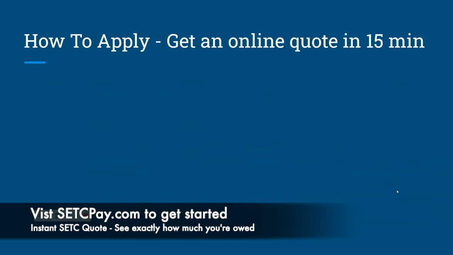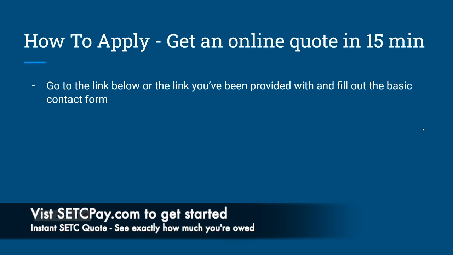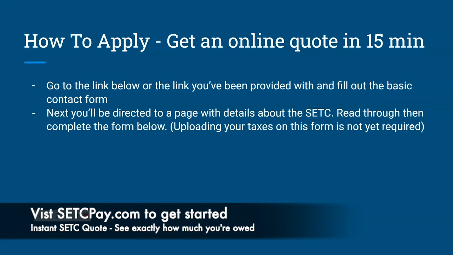So how to apply? Get an online quote in 15 minutes. It's a pretty quick process. You go to the link below or the link that you've been provided with and fill out the basic contact form. I'm going to show you how that works in just a couple minutes. Next, you'll be directed to a page with details about the SETC. Read through those details just to make sure you understand everything. And then down below is a form where you'll fill out that information to get your quote.